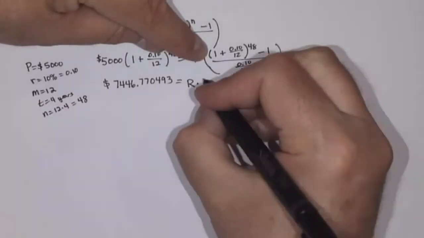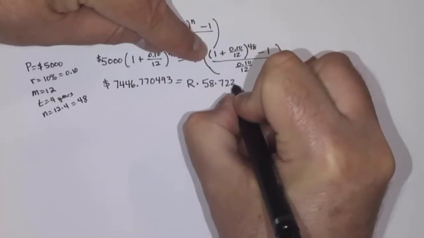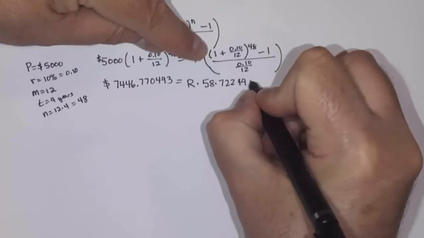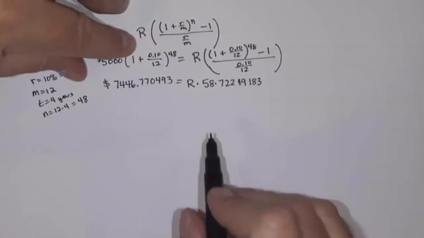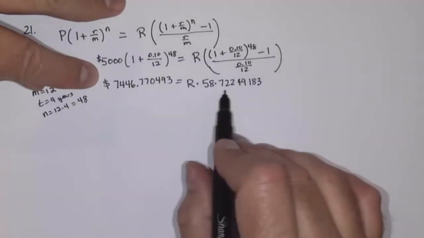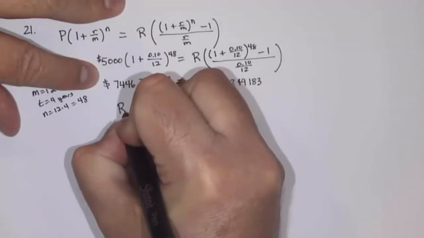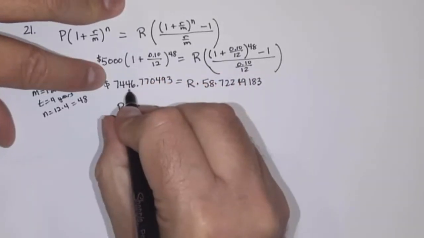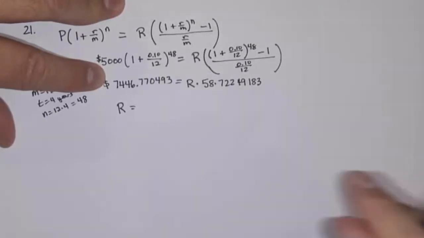58.72249183. So R is times 58.72249183. And so if I divide both sides by that 58.72249183, R is going to equal the 7,446 blah blah blah divided by the 58 point blah blah blah.